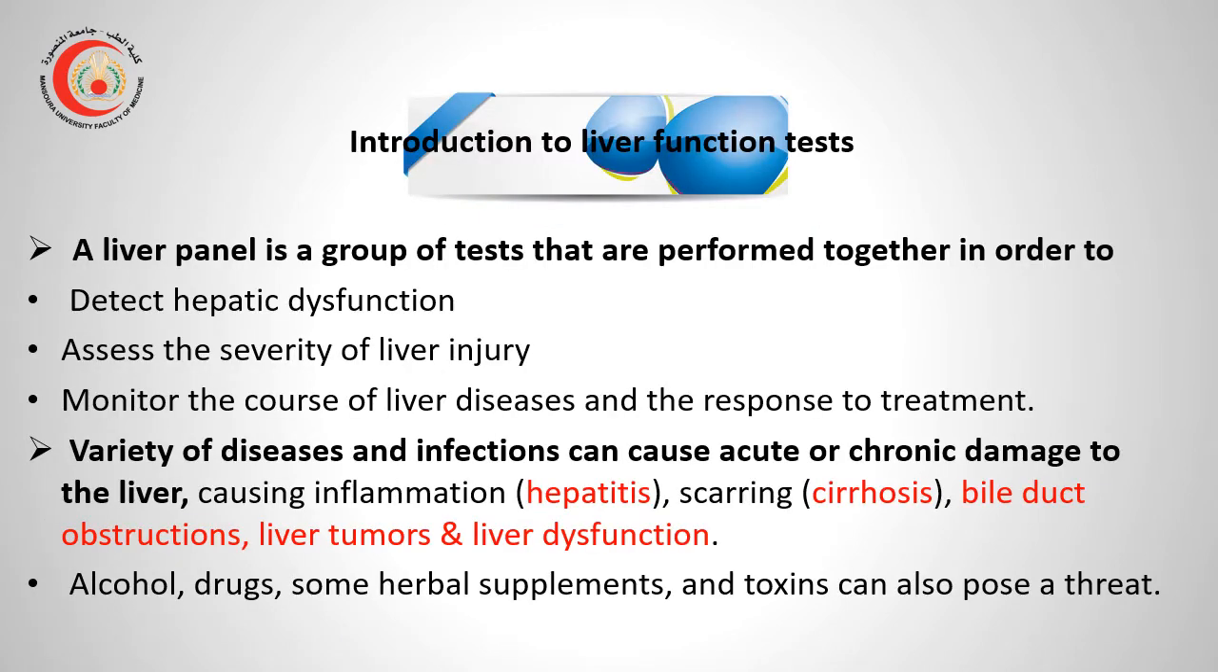A liver panel is a group of tests that are performed together in order to detect hepatic dysfunction, assess the severity of the liver injury, and monitor the course of liver disease and the response to treatment. A variety of diseases and infections can cause acute or chronic damage to the liver, causing inflammation in the form of hepatitis, cirrhosis, bile duct obstruction, liver tumor, and liver dysfunction. Also, alcohol, drugs, some herbal supplements, and toxins can pose a threat to the liver.